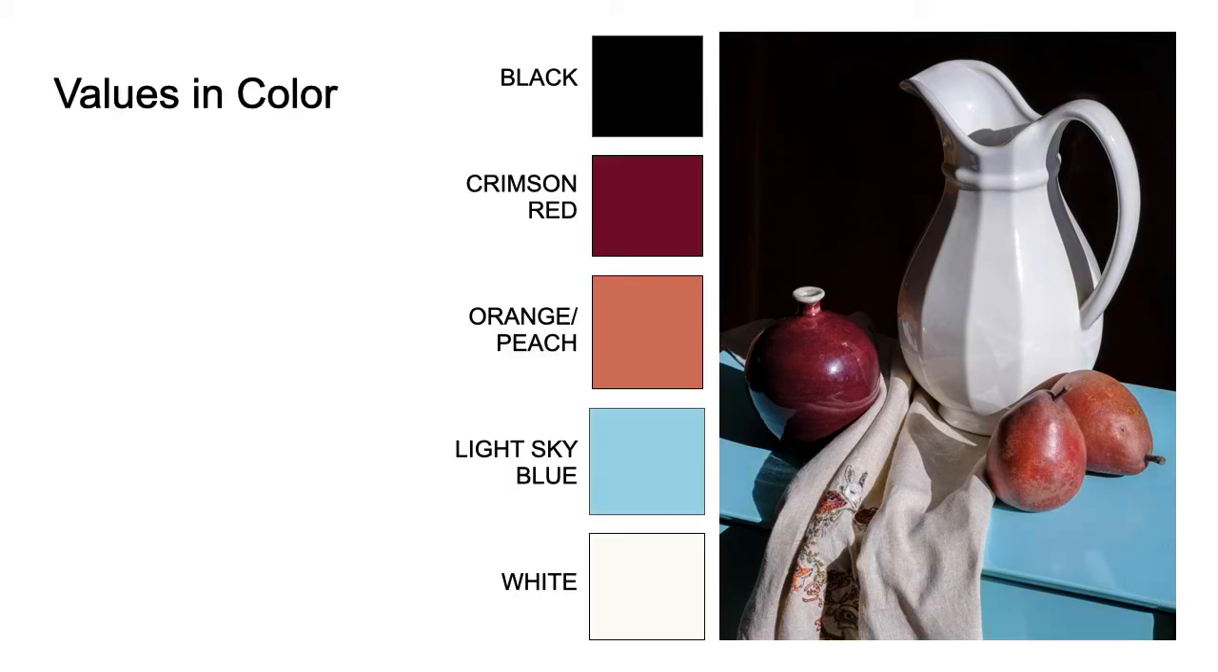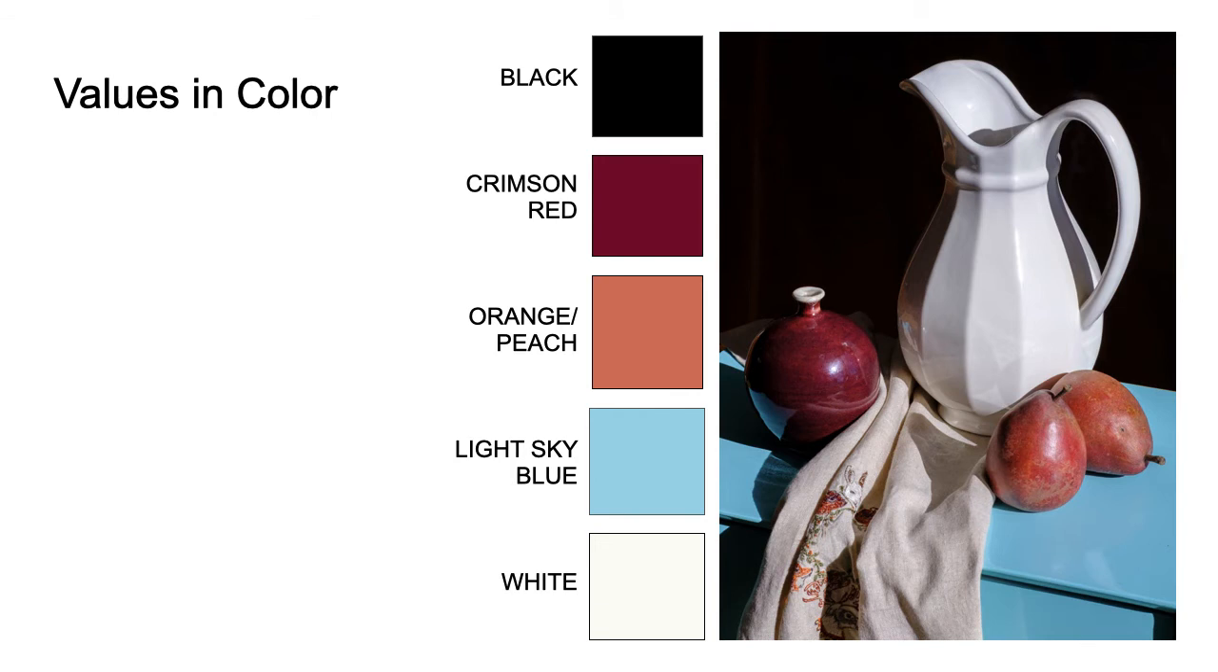So here we are looking at our image again, but in color. And we still notice that even though it's in color, we can squint, right? Remember, we were squinting to look. The background is still the darkest. The small vase on the left is still the next darkest, right? That dark crimson red. And then moving up, our pears are kind of an orangey peach color. Those are the next lightest. Our table is the next lightest. It's that sky blue color, right?